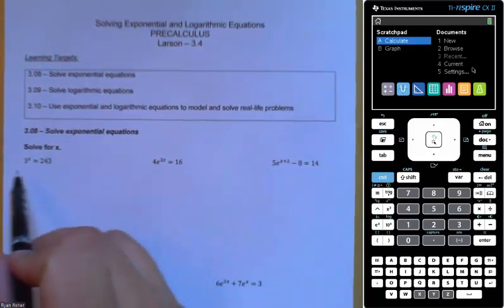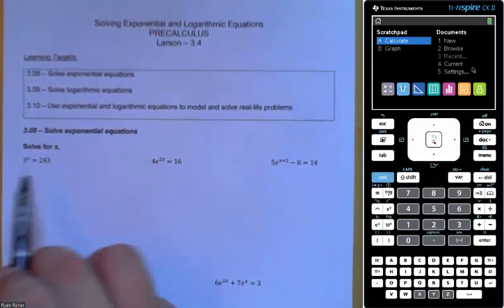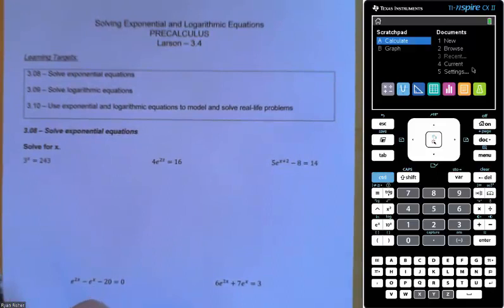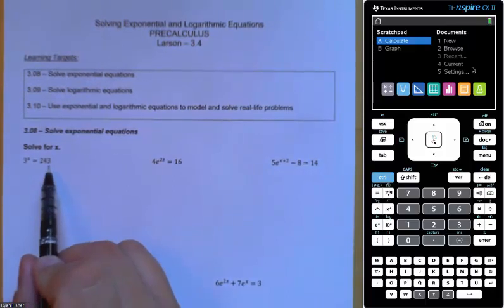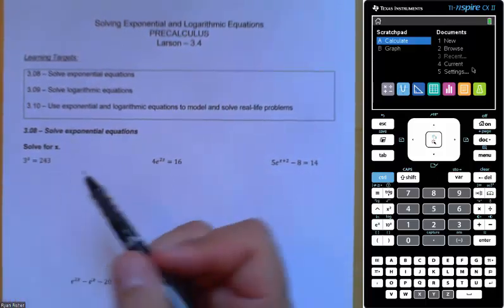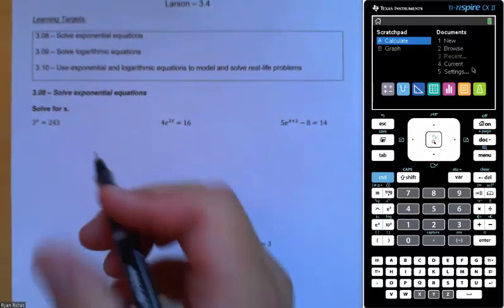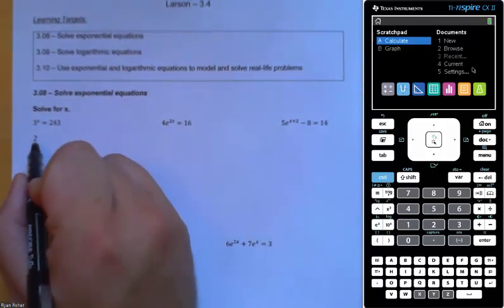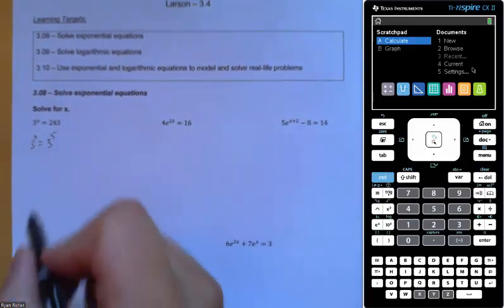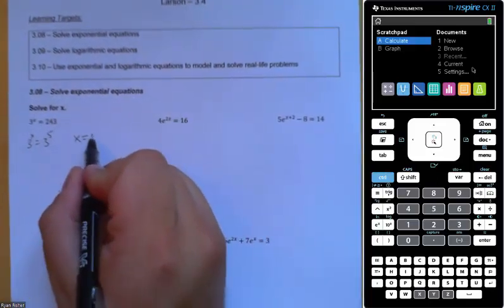Let's see if I can rewrite any of these equations such that we have the same exponential expression with the same base on each side, then the exponents will have to be equal. 243 happens to be 3 to the 5th power. Therefore, this tells me that x has got to be 5.